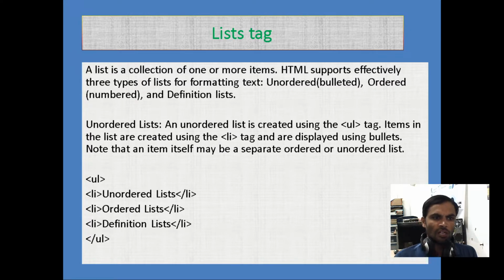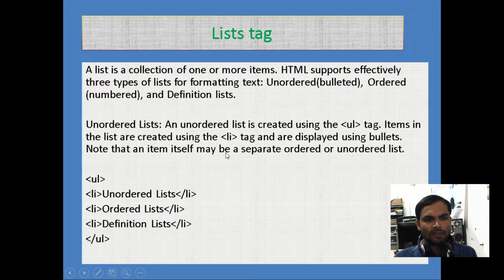Coming to the unordered list, it is created using the UL tag. Items in the list are created using the LI tag. Now if you want to design the list, it can consist of a collection of items. Suppose you want to use an item as an unordered list, then inside the LI we use the UL tag. It will display using bullets.